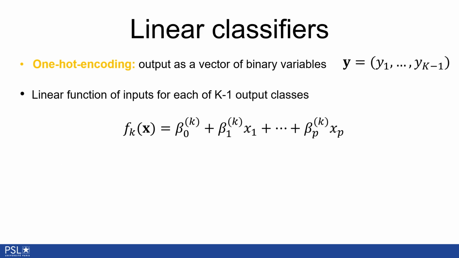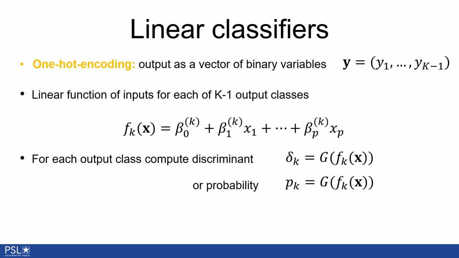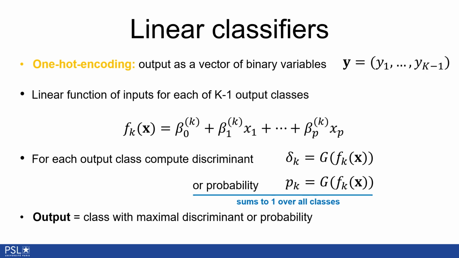Then for each output class, we apply a nonlinear monotonic function g on the linear function f_k to obtain either a discriminant delta_k or a probability p_k. The difference between a discriminant and a probability is that the probabilities are positive numbers that are normalized to sum to 1 over all classes. Finally, the output is obtained as the output with maximal discriminant or probability. This is a description of the general class of linear classification models.